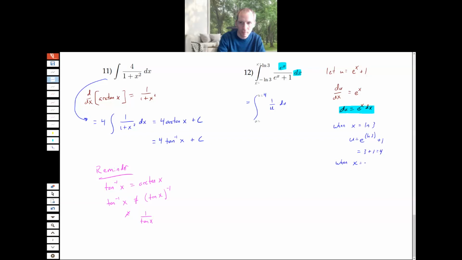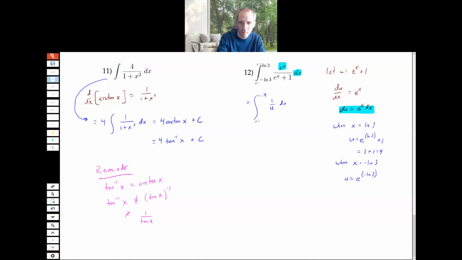When x is negative ln of 3, then u is e to the negative ln of 3. And I have this negative in the way, so I don't have exactly composed exponentials and logs. So I'm going to move this negative. Think of it as a negative 1 power.